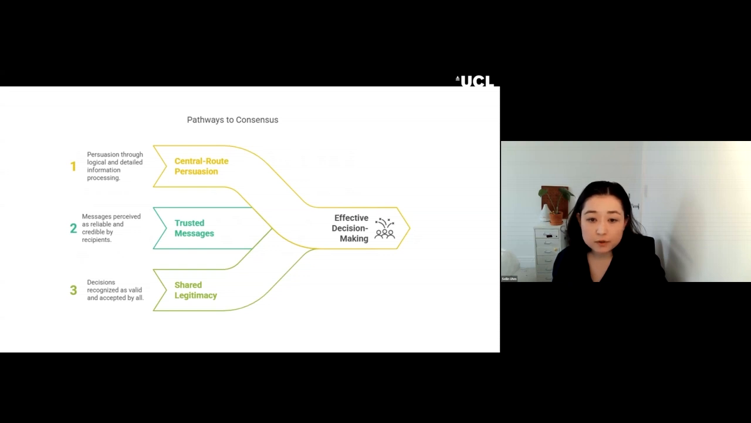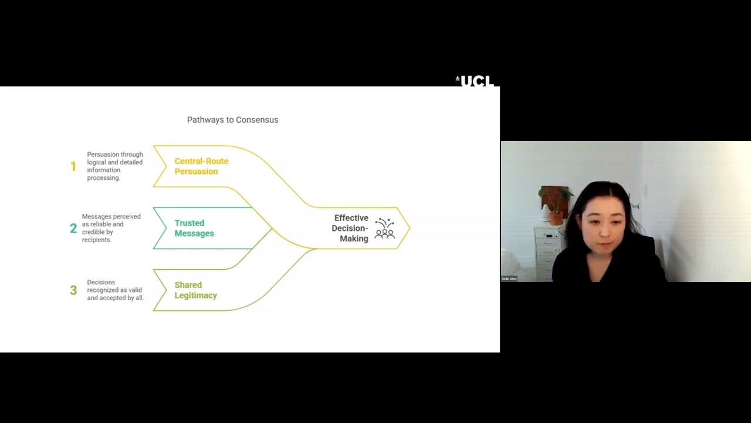This refers to persuasion achieved through logical reasoning and detailed information processing. It involves careful scrutiny of arguments, which can be especially important in more structured or formal deliberative settings. So when people use the central route of persuasion, it was more powerful than peripherally used discussions.